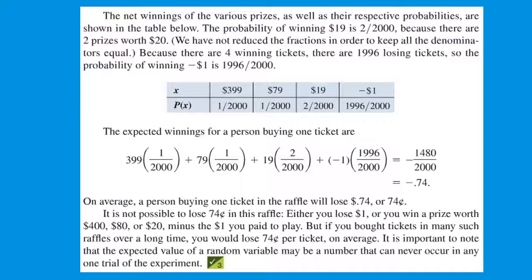Now, it's not possible to lose 74 cents in the raffle. Obviously, you lose $1 or you win a prize, minus the $1 you pay. But if you bought tickets in many such raffles over a long period of time, you would end up losing 74 cents per ticket on average. And that's exactly what the expected value means. It doesn't necessarily mean it's going to happen in 1 or 2 tries, but as with all probability and statistics, this is something that happens in the long run.